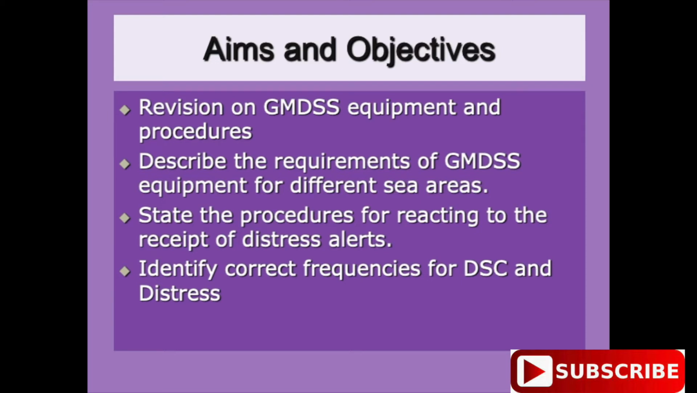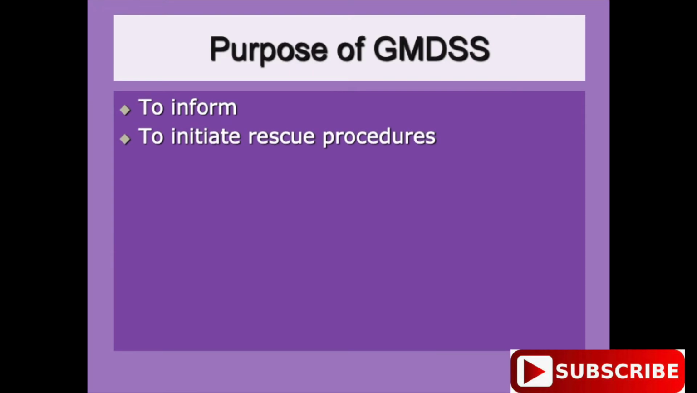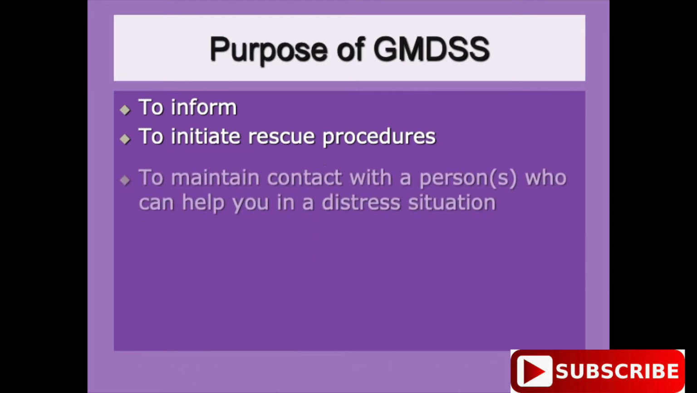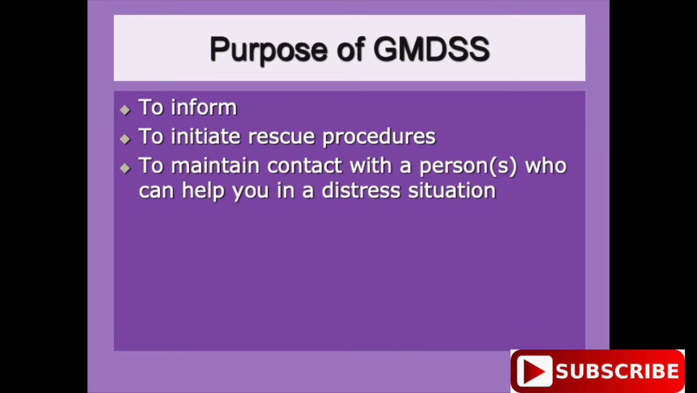Our topic: GMDSS, Global Maritime Distress and Safety System. What is the purpose of GMDSS? A very important thing. To inform, and to initiate rescue procedure. To inform means, if we are in distress or have an emergency, to inform others. Second, to initiate rescue procedure, to maintain contact with the person who can help you in a distress situation. It's a mode to maintain contact with a person who can help us in distress.